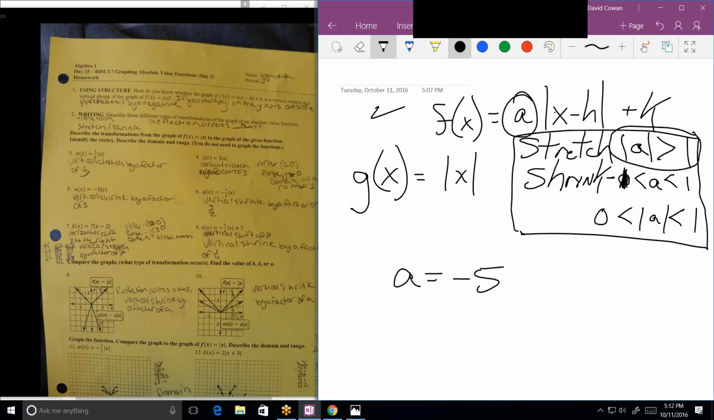And the information I have in the box, which you don't need that part, but if you say a stretch is when the absolute value of A is greater than 1, a shrink is when the absolute value of A is between 0 and 1.